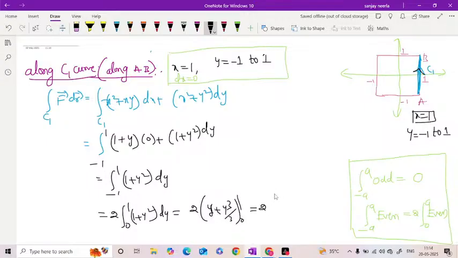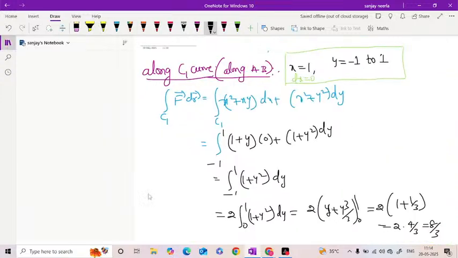That means 2 of 1 plus 1 by 3. That means 2 into 4 by 3. So the total 8 by 3 is our first result. Correct, Nandi? That is along the AB curve. Similarly, we have 3 more curves. So in the same way, we have to evaluate the remaining 3 curves.